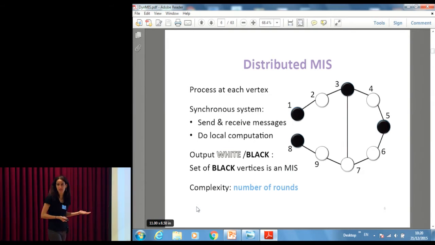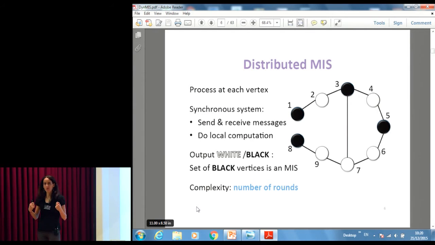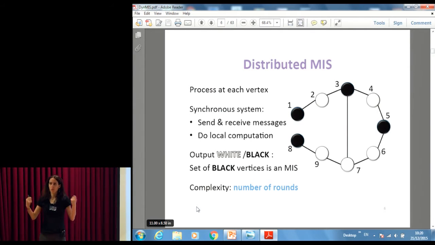What does it mean to find an MIS in this distributed setting? It means that each process at each node needs to output whether it's black or white. Am I in or out of the set? Now, I don't know the entire graph here. I only know who my neighbors are. And at the end, I still don't know what the graph is, and I don't know what the maximal independent set is. I only know my output. Am I black or am I white?